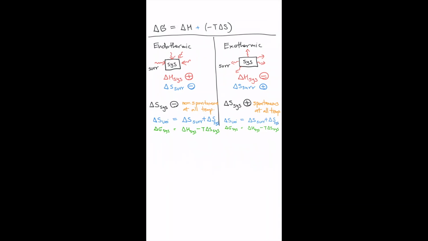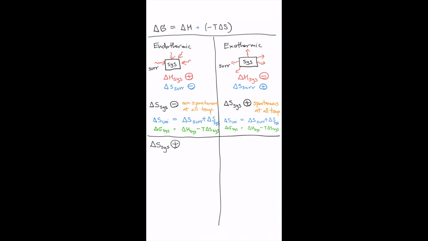In summary, when both the dispersal of matter and energy decreased, the system would always be non-spontaneous at all temperatures. Versus when the dispersal of matter and also energy increased, the reaction will always be spontaneous at all temperatures. These two are an example of how the temperature has no effect on the spontaneity of the process.